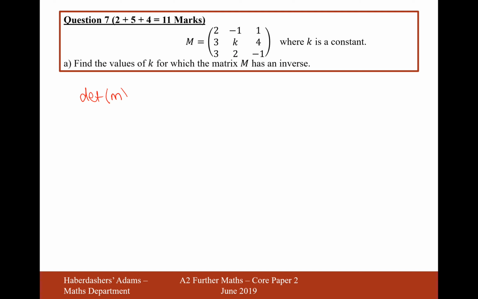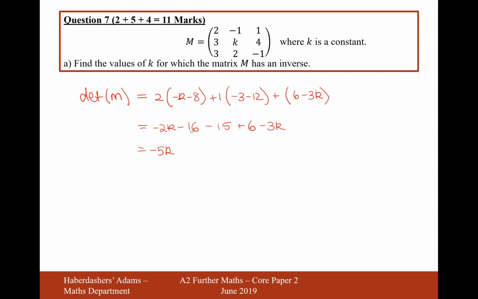So the determinant of M is going to equal 2 times minus k minus 8. And then it's going to be plus 1 lot of minus 3 minus 12. And then it's going to be plus 1 lot of 6 minus 3k. So the determinant equals minus 2k minus 16 minus 15 plus 6 minus 3k. So it's going to be minus 5k, and then simplify this would be minus 25.